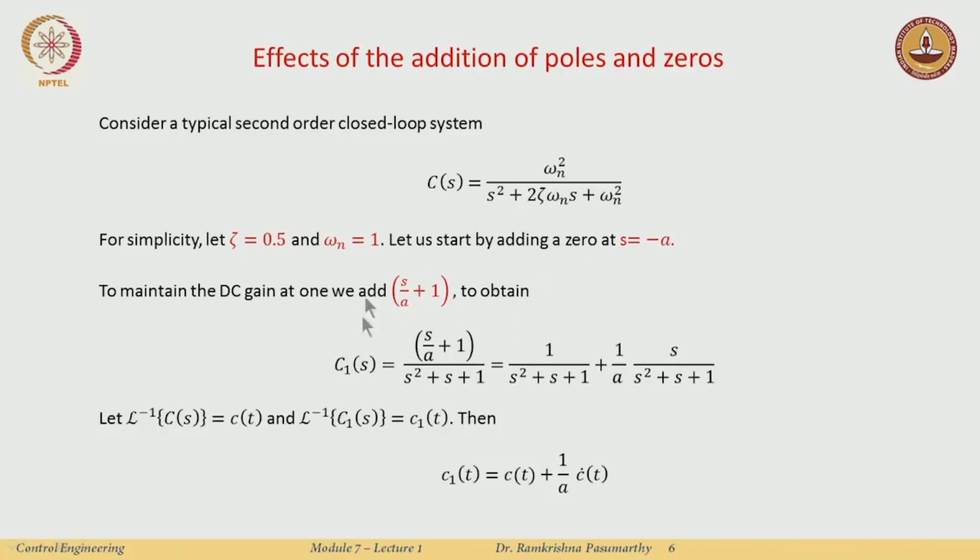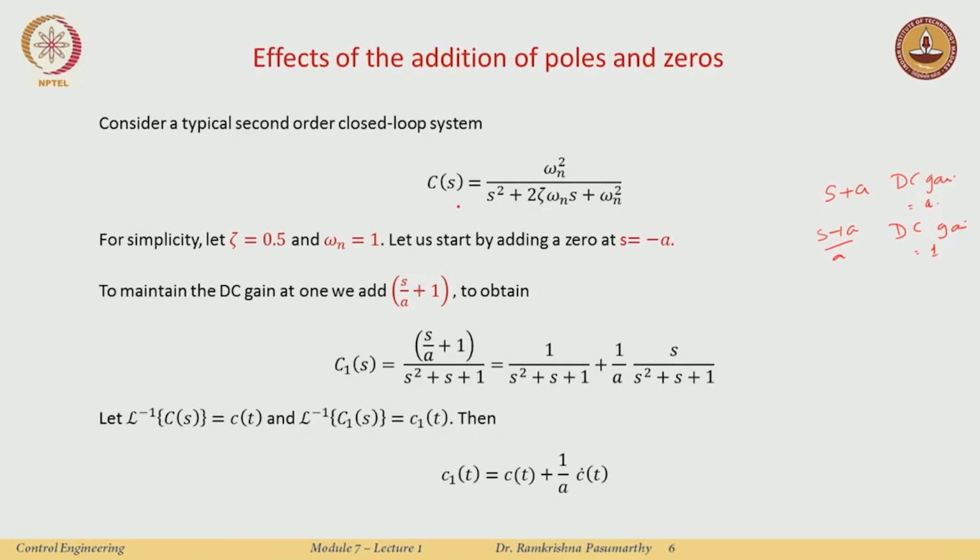Well, I just do a little manipulation here to maintain the DC gain at 1. Nothing really changes, but just for things to look a little neat, I divide by a. So, the way I get this is as follows. If I just use the 0 as s plus a, my DC gain would be a, right, and I just want to make it 1. So, I will just do (s plus a) by a, for which the DC gain is 1. Okay.